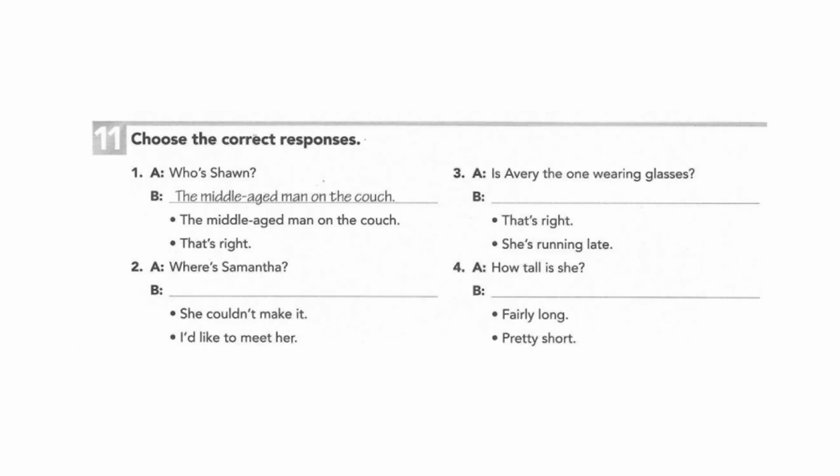Okay, guys, so let's continue. Oh, wow, this is the last one. So, choose the correct responses. Who's Sean, the middle-aged man on the couch? Number 2, where's Samantha? Tell me, Zaoni. I like to meet her. Well, let's see. Someone has a different answer about number 2. What do you have, Joanny?